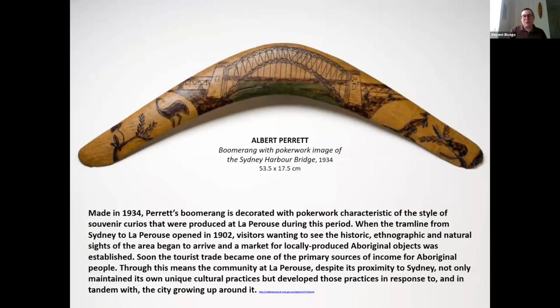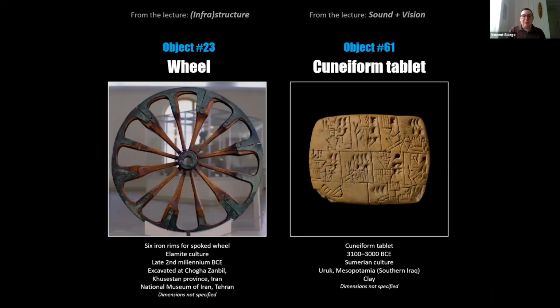And of course, when we get to the modern age, we see a really different adaptation of traditional tools like the boomerang. Okay, I'm probably going to have to end on this.